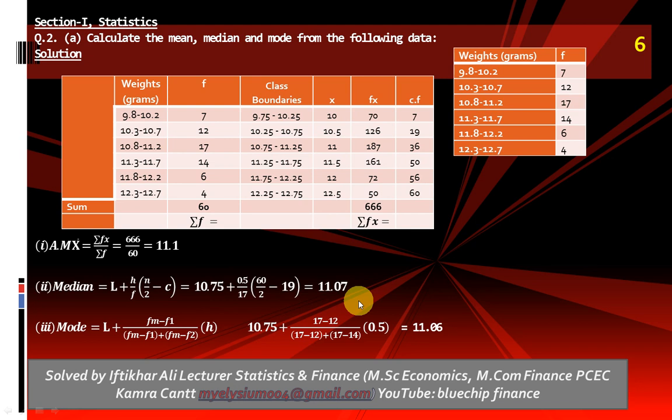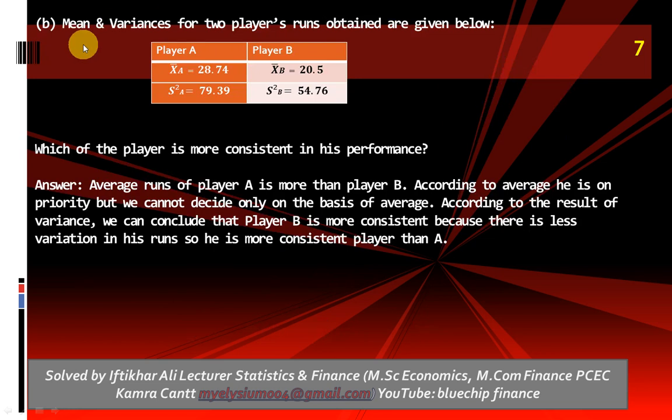Now we move to part B, that mean and variances for two players' runs obtained are given below. Mean for first player is 28.74 and mean for second player is 20.5. Variance for first player is 79.39 and variance for second player is 54.76. Which of the players is more consistent in his performance?